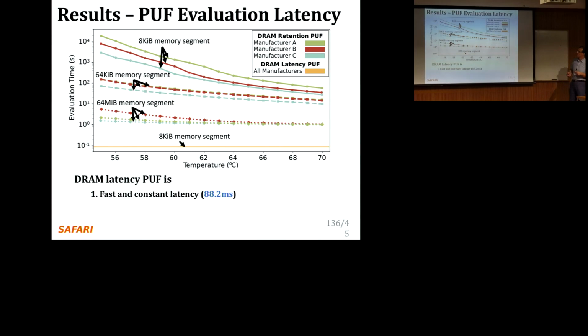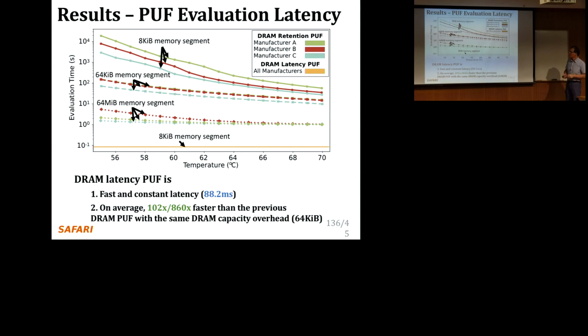And if you look at manufacturer C, you have basically similar curves because retention is very fundamental, right? They all follow very similar curves, give or take some distance differences. Okay, so basically we have a PUF that's fast and constant latency. And on average, it's about 100 to 800 times faster than the previous DRAM PUF with the same capacity overhead, assuming you equalize for the capacity overhead, 64, I guess, kilobytes over here.